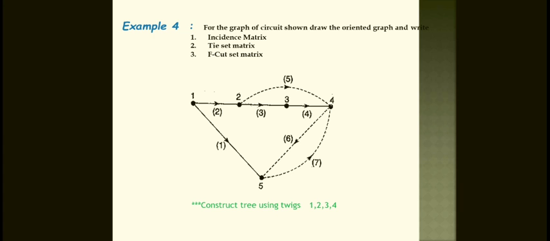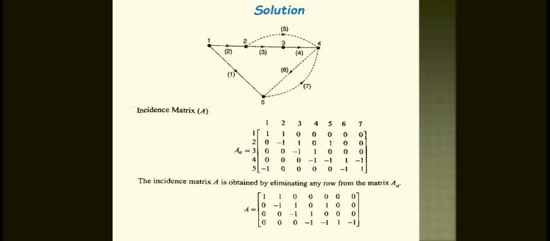Here a directed graph is given, not a network. Construct a tree using the branches 1, 2, 3, 4. So according to that, the plan is like this. This is 1, 2, 3, 4, which is called the tree. The rest, the links, we call the co-tree. Tree and co-tree.